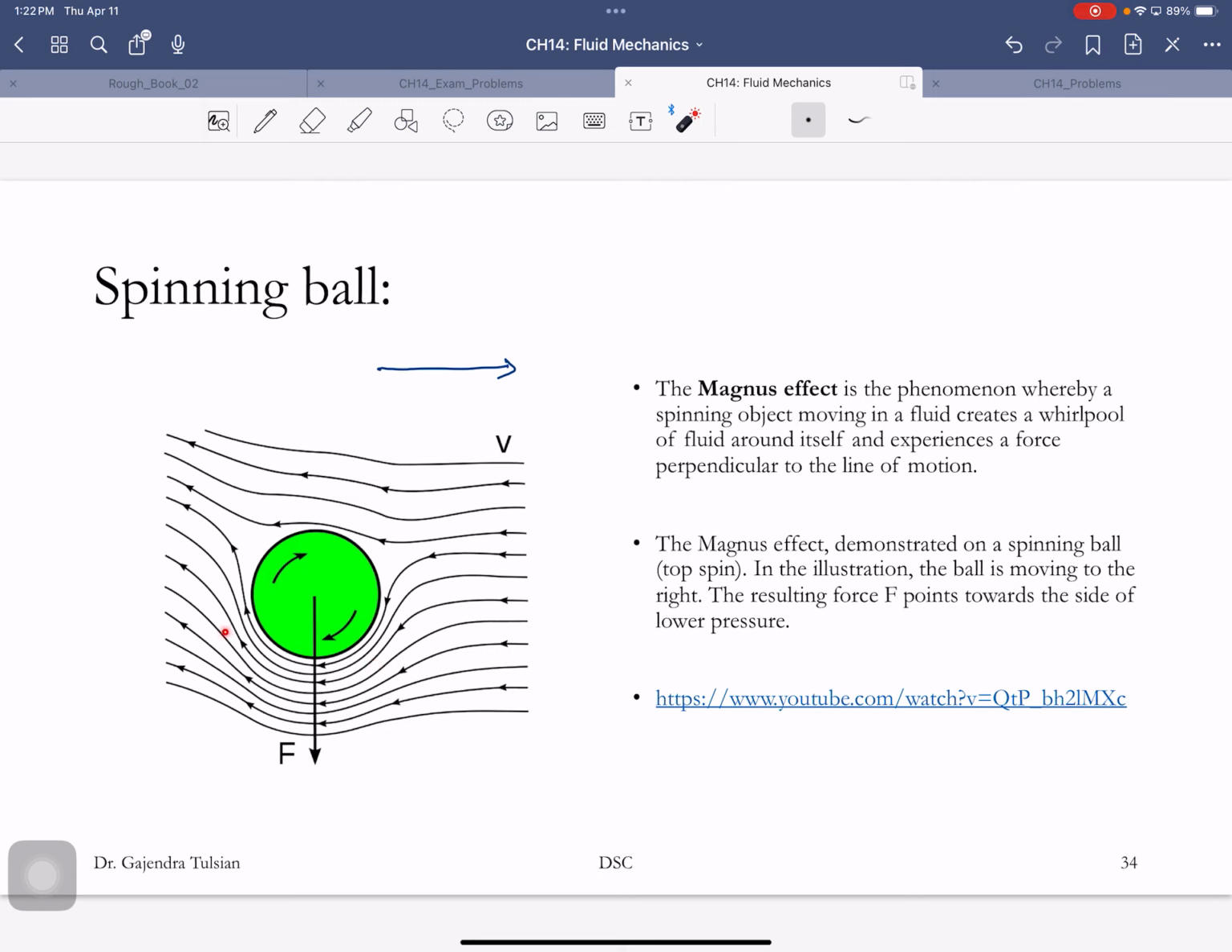Here's the airflow pattern. Now this air is flowing a much greater distance than this air. The pressure here is lower, and so there's a net force like that. And that'll make the ball fall inside the baseline.